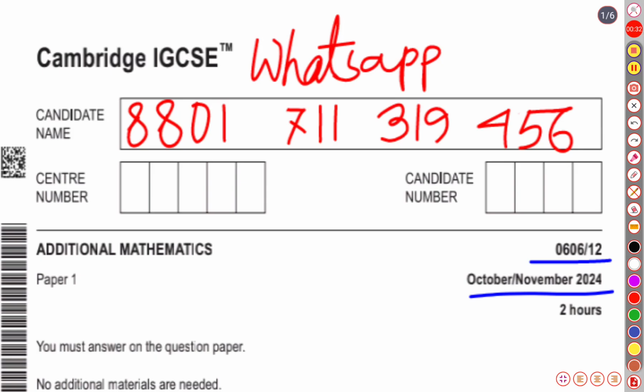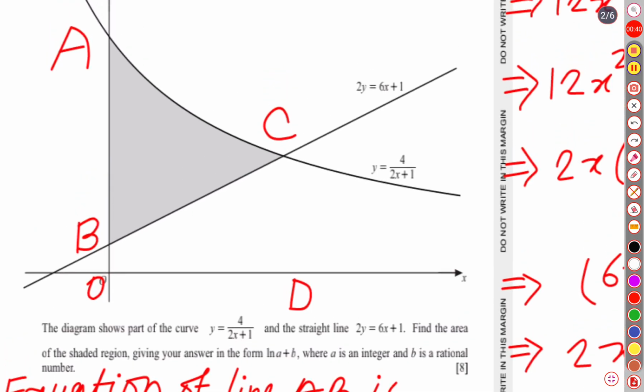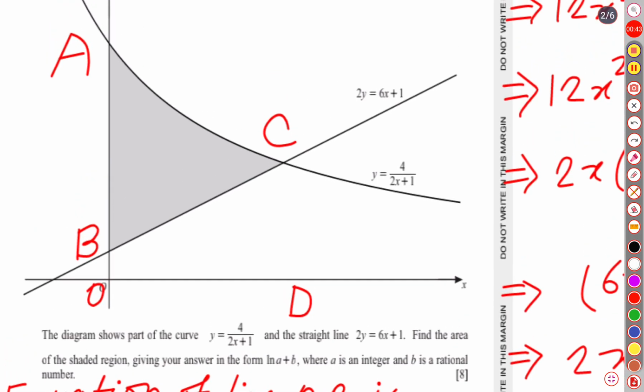Let's see the question. We are going to solve question number 9, and the question says the diagram shows part of the curve y equal to 4 over 2x plus 1 and the straight line 2y is equal to 6x plus 1. Find the area of the shaded region, giving your answer in the form of ln a plus b, where a is an integer and b is a rational number.